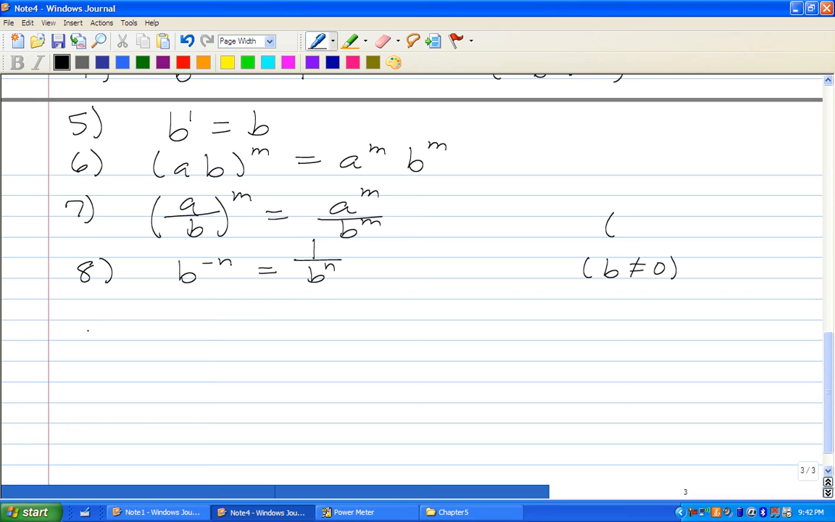Last, 0 to the power m is 0 so long as m is not equal to 0. So I'm not going to define 0 to the 0. Let me do some examples.